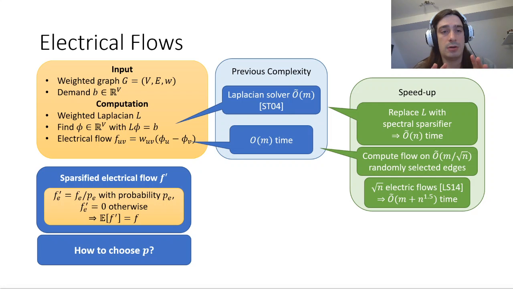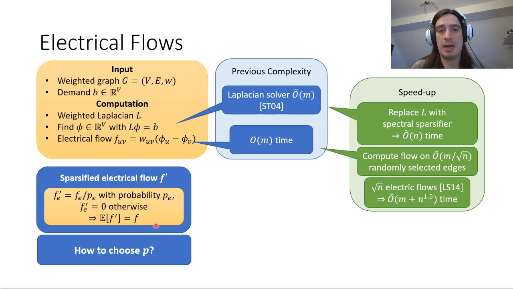Okay, so how do we perform the sparsification? So let's say f is the actual electric flow that we would compute if we do things exactly. What we want to do instead is we sample every edge with some probability p_e, and just scale. If the edge is included, then we just scale the flow by the inverse. Otherwise, the flow is zero because we want to sparsify it. If we do this, then in expectation, this new sparse flow is still the same as the original flow.